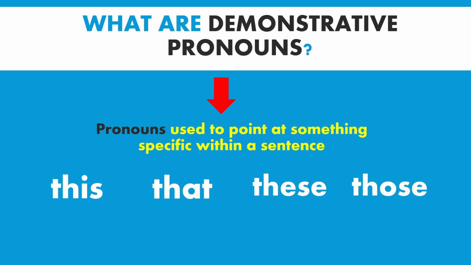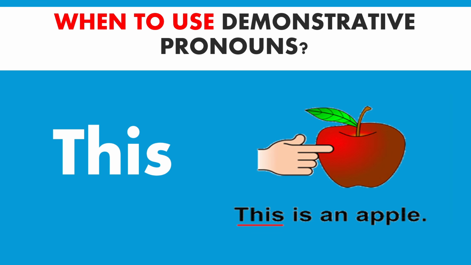What makes these four demonstrative pronouns different? Well, this and that are used on singular nouns, whereas these and those are used for plural nouns. When do we use demonstrative pronouns? This is an example. When we use this, it is used on a singular noun as I mentioned earlier. How many apples can you see in the picture? There's only one, right? So singular means one.